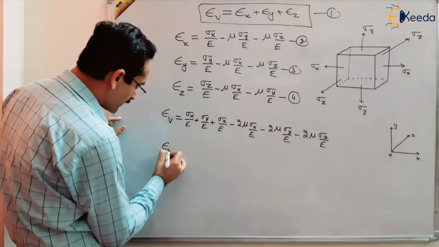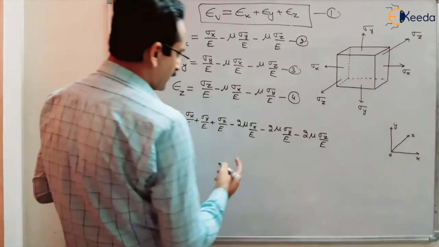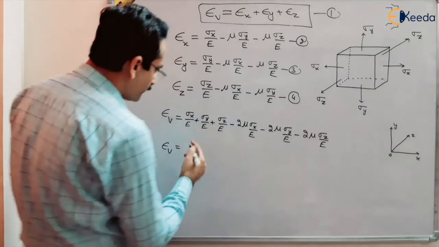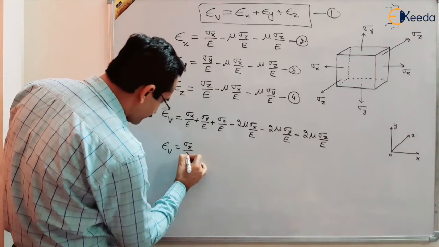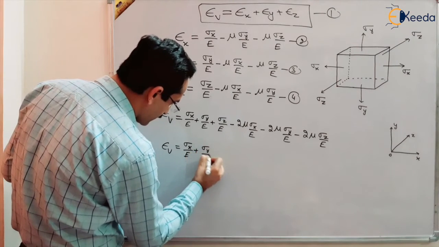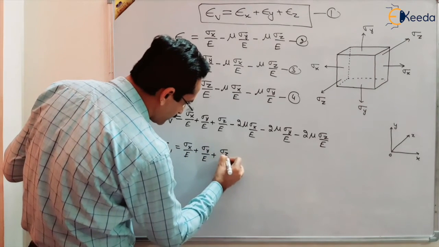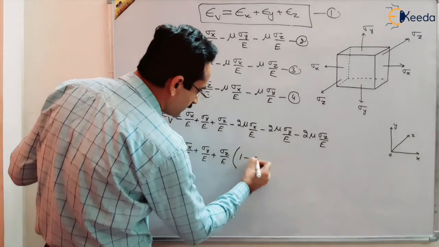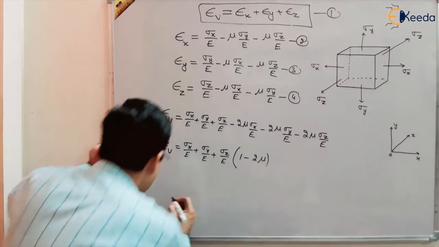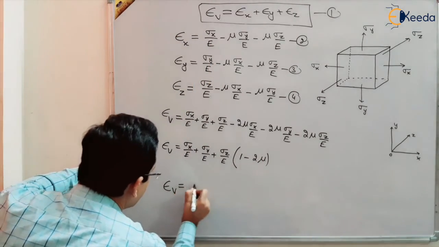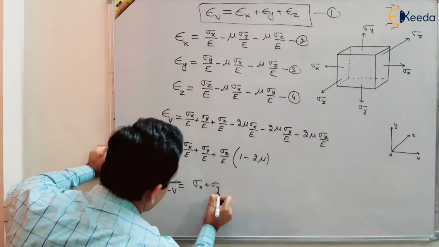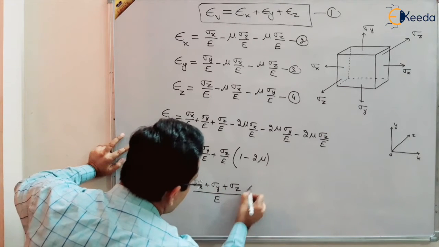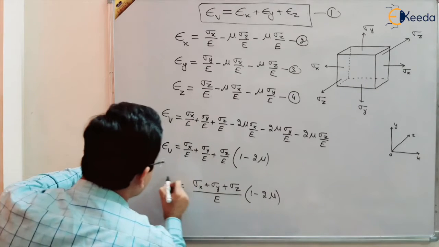Now volumetric strain will be given as, you can write here that sigma x plus sigma y plus sigma z by E can be taken out now. So we can write sigma x by E plus sigma y by E plus sigma z by E multiplied by, this becomes 1 minus 2 mu. So finally we will get the volumetric strain as sigma x plus sigma y plus sigma z by E times 1 minus 2 mu. And this is a very important result.